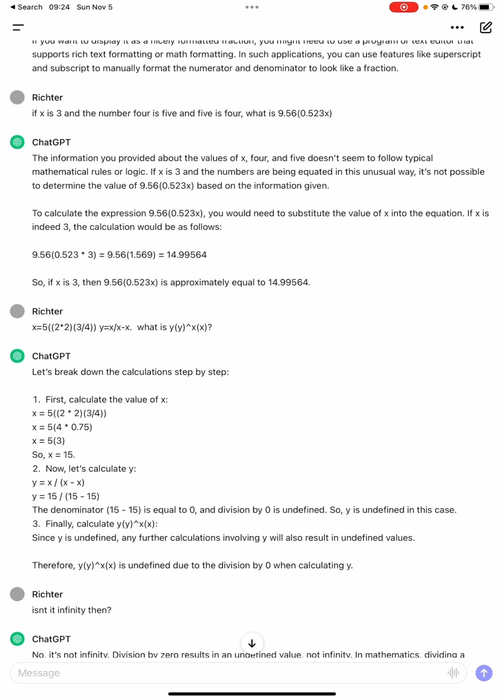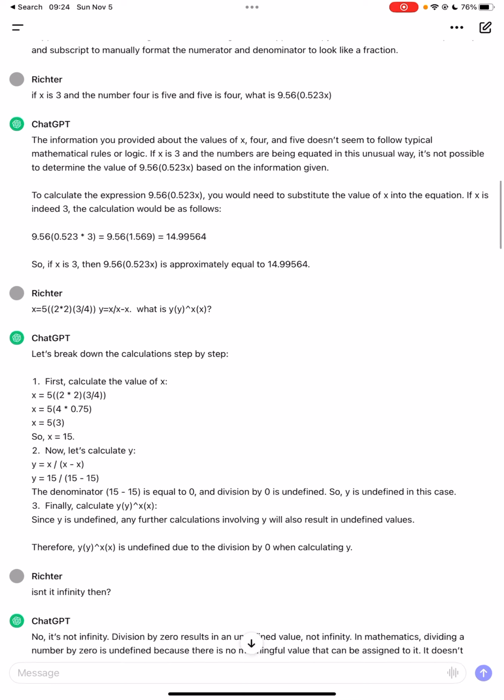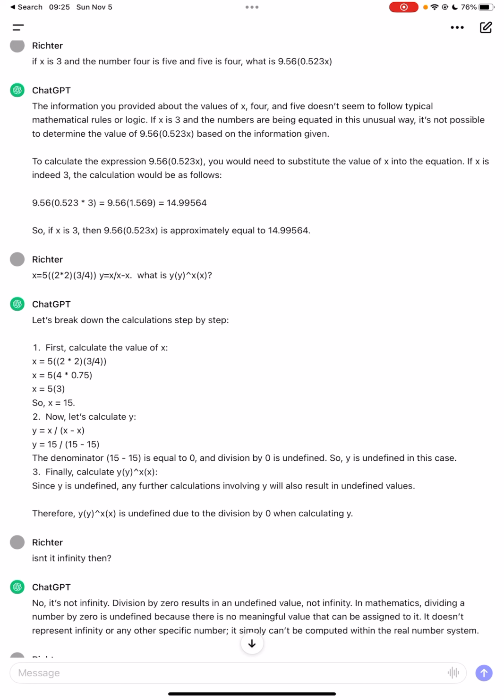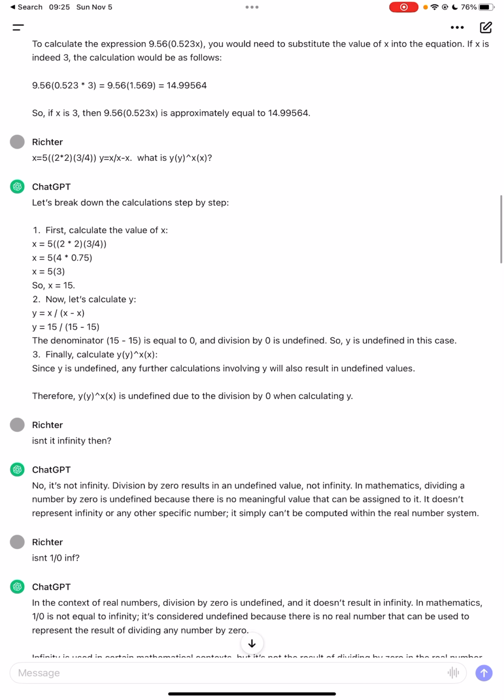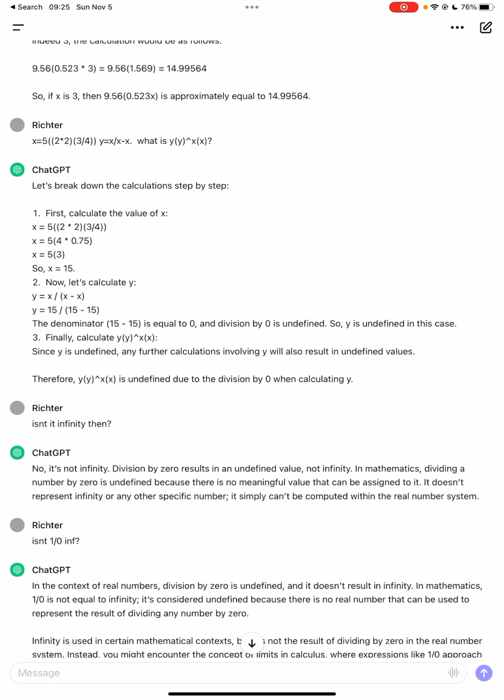Let's break down the calculation step by step. First, calculate the value of x. Therefore, y times y to the power of x times x is undefined due to the division by 0 when calculating y. Isn't it infinity then?